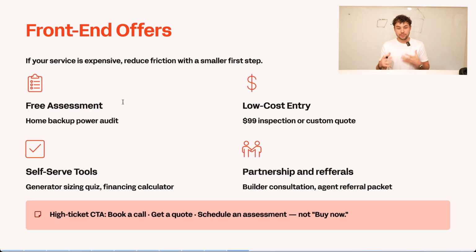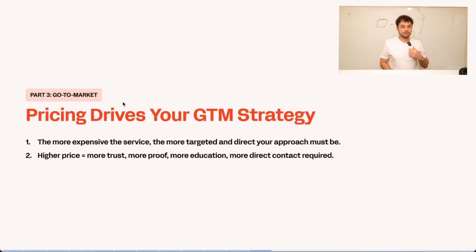Another good thing is a self-serve tool like a generator sizing quiz or like a financing calculator. People aren't going to all want to pay for a $20,000 generator up front. So maybe just building a tool that says, hey, your payments are going to be this much based off your credit score. This is what your interest rate will be. That'll give them a lot of ease knowing that the actual service won't be as expensive as they may think, okay? These are called lead magnets in different businesses, and overall, I'll talk about this deeper in another lecture, but front-end offers are very useful, okay?